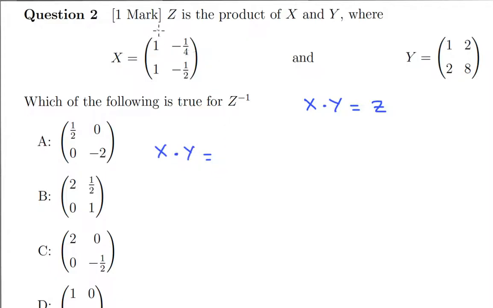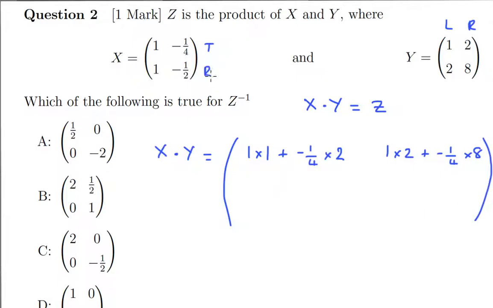is going to be, again, we're going to do the top row with the left column to get the top left number. So we're going to do 1 times 1 plus minus a quarter times 2. Then we're going to do the top row with the right column. So we're going to do 1 times 2 plus minus a quarter times 8.